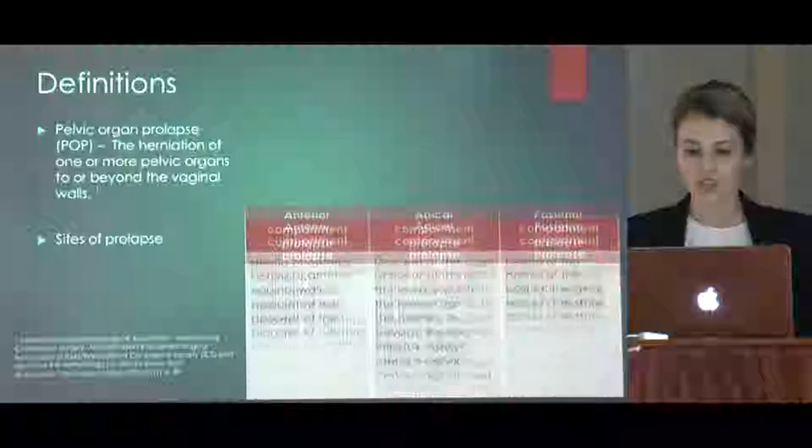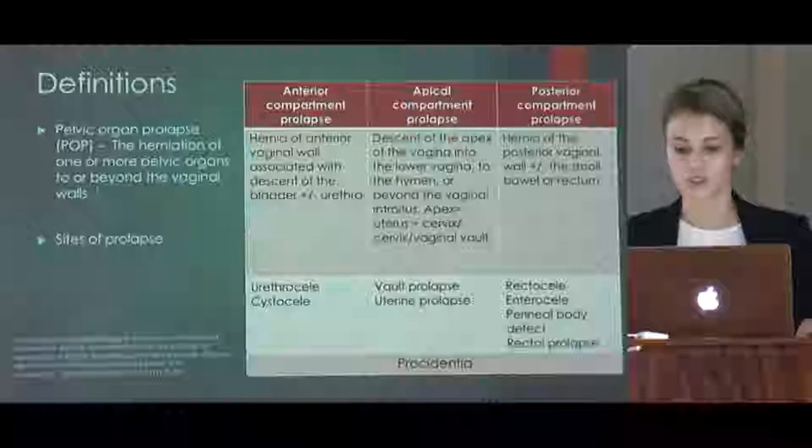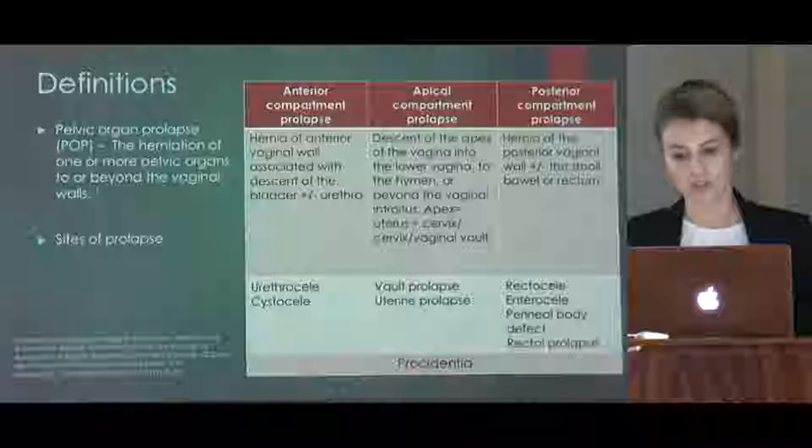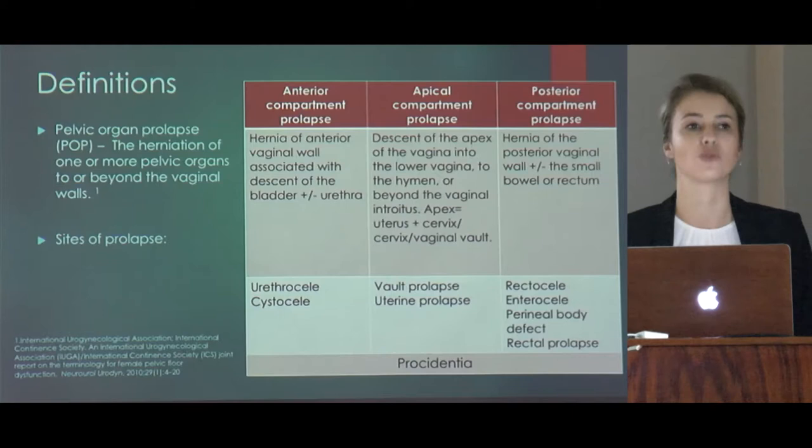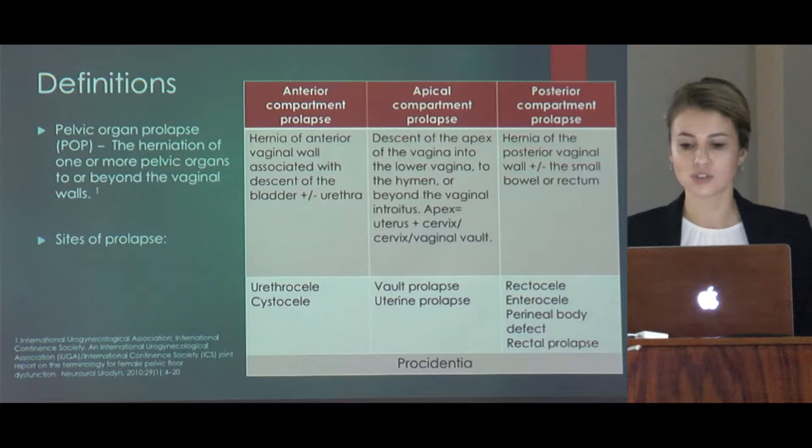So the sites of prolapse can obviously be in the anterior compartment, which is herniation of the anterior wall associated with the descent of the bladder and or urethra. And the old term for this was urethrocele and cystocele. Then you get the apical compartment prolapse, which is the descent of the vaginal apex into the lower vagina, to the hymen, or behind the introitus. And then the apex can be the uterus with the cervix, only the uterus, or the vaginal vault if the patient has had a hysterectomy before.